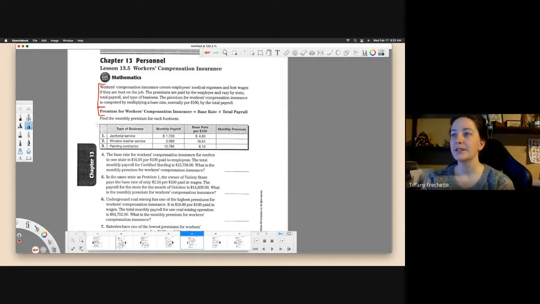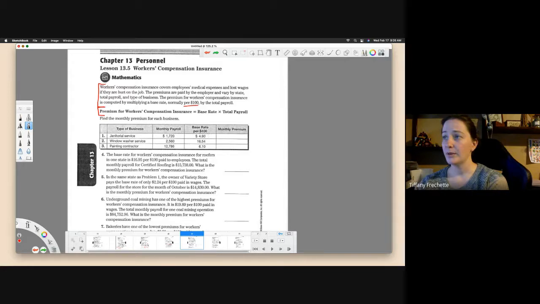All right, so find the monthly premium for each business. One of the main things that you need to make sure you're paying attention to is the per 100. That's important because it'll change your calculation if you don't pay attention to that. And they say it again here, base rate per 100. They tell us type of business: janitorial service, window washer, painting contractor. They give us the base rate, so we don't necessarily need to worry about that. They're just giving us some context to who this person is. We have the monthly payroll, so the total payroll, and we have the base rate per 100.